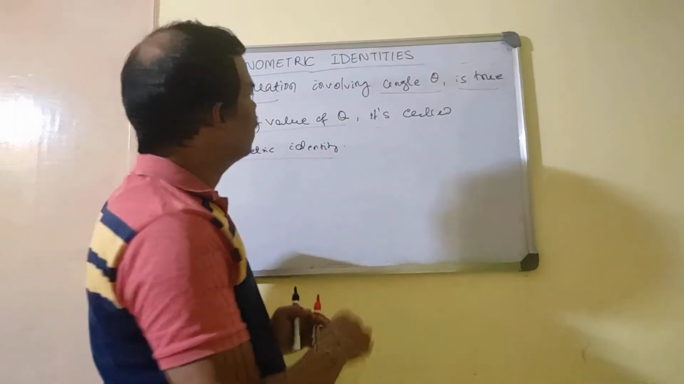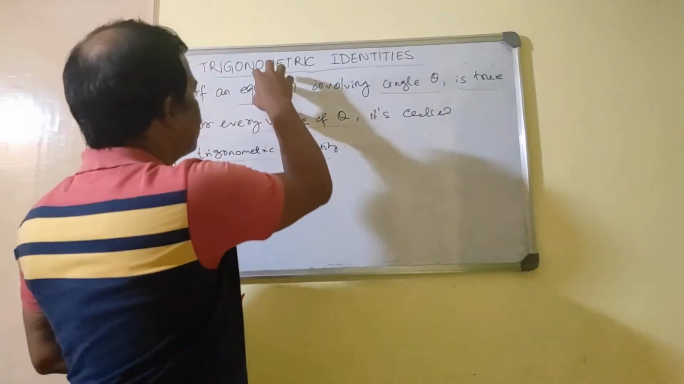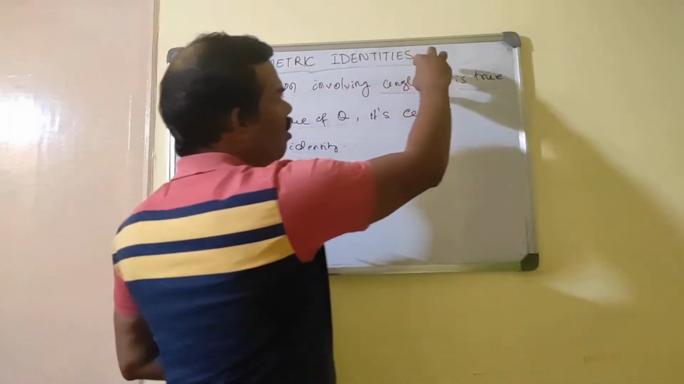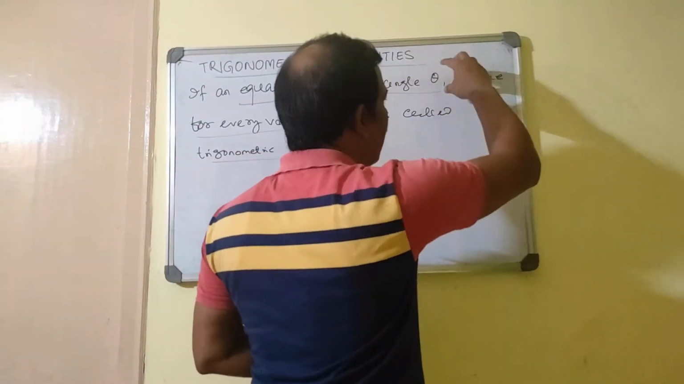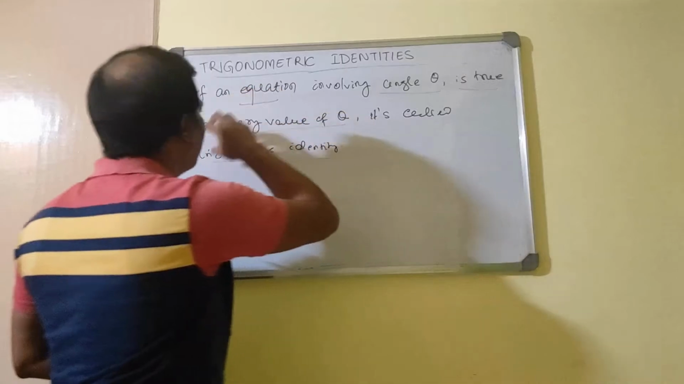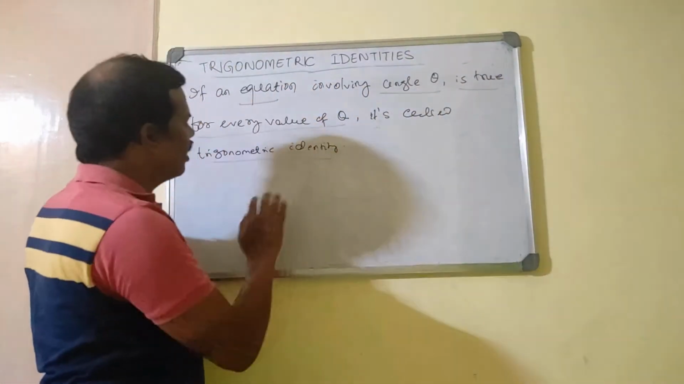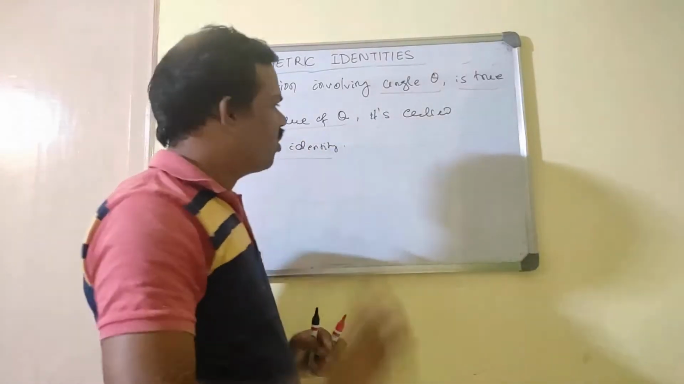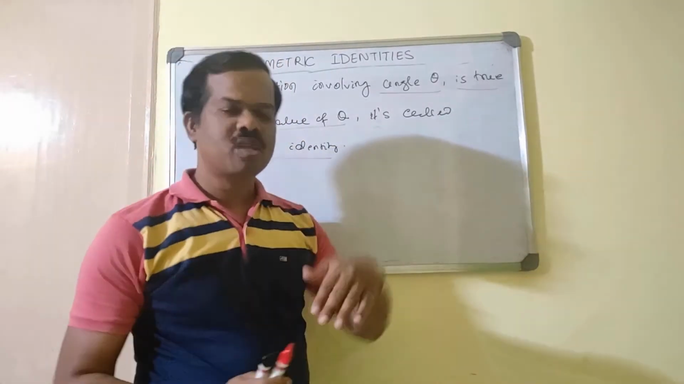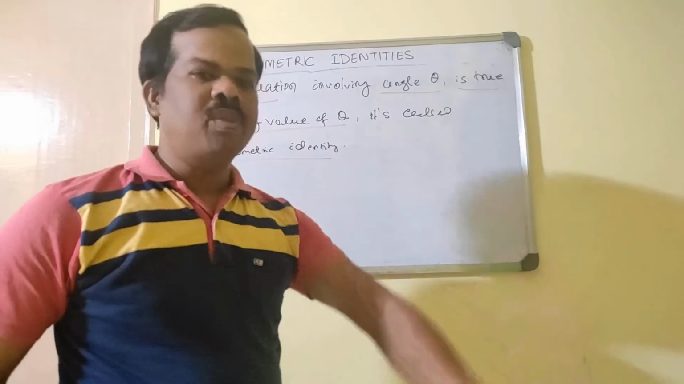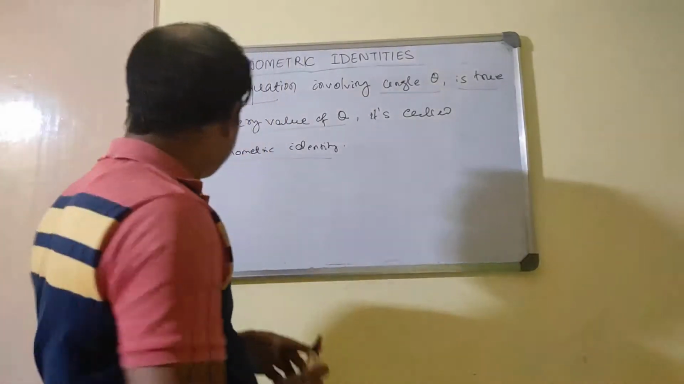So you remember three things. First, it is an equation. It should involve an angle theta and this should be true for every value of theta. If these three are fulfilled, then it will be called a trigonometric identity. Now let's see what are the different types of trigonometric identity.